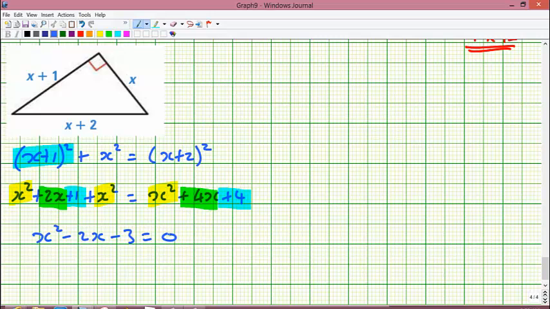Okay, x squared minus 2x minus 3 equals 0. Let's factorize this. So this is going to be (x plus p)(x plus q), where p plus q equals negative 2 and p times q equals negative 3. Let's factorize negative 3: 1 times negative 3, negative 1 times 3.